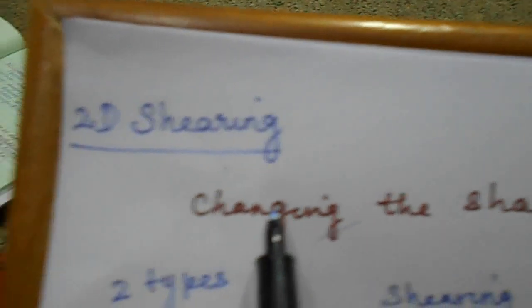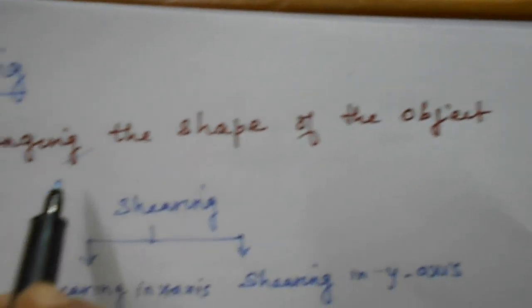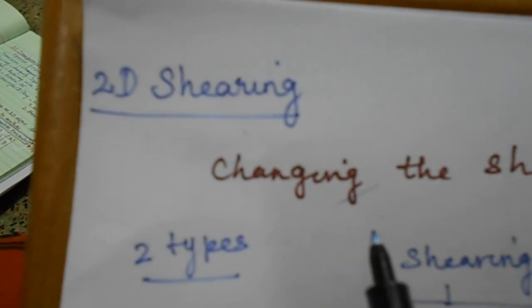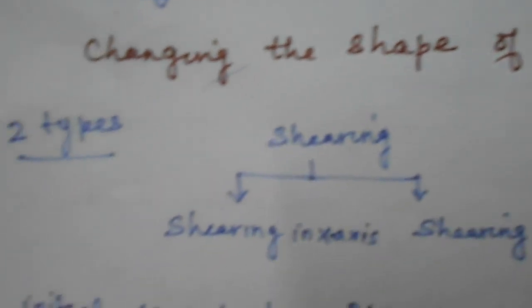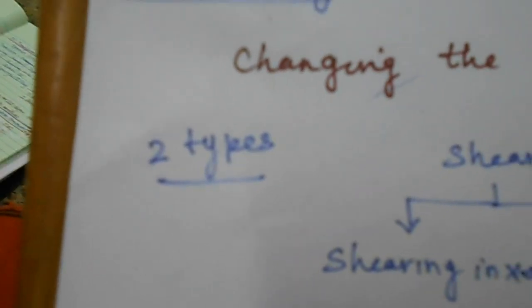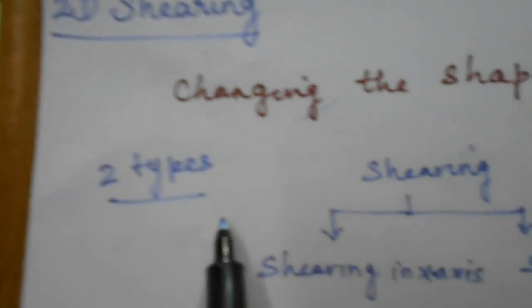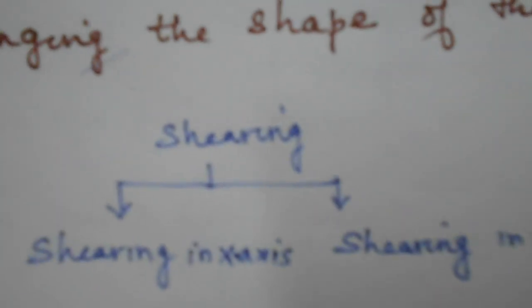2D shearing. Changing the shape of an object, skewing an image, or tilting an image is called shearing in a two-dimensional plane. There are two different types of shearing: shearing in the x-axis and shearing in the y-axis.